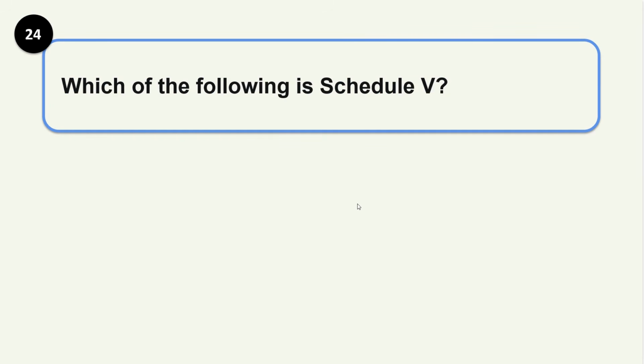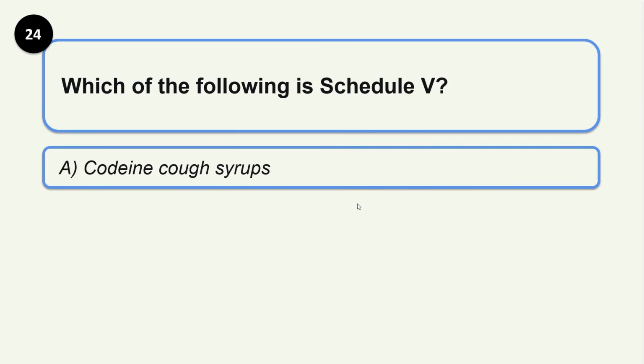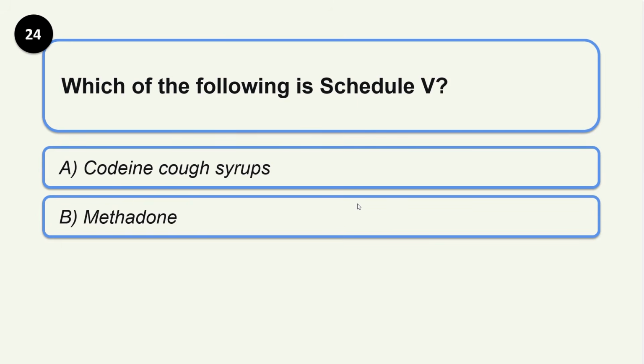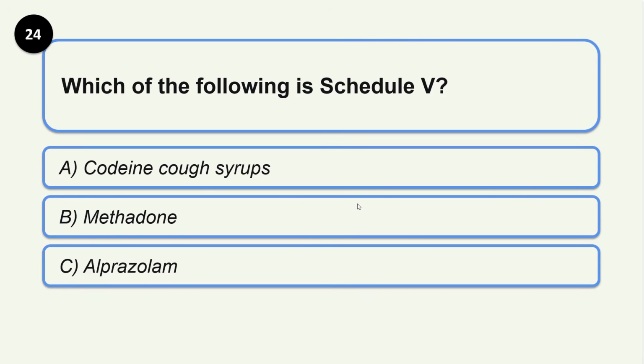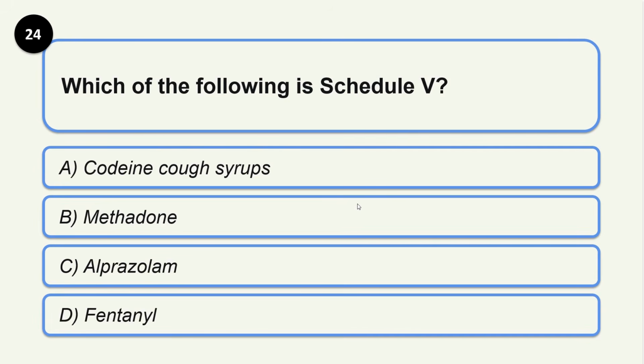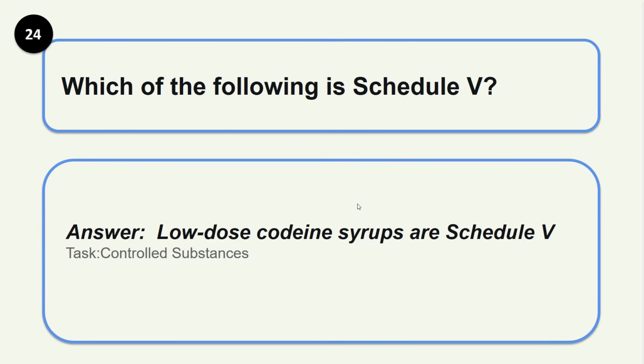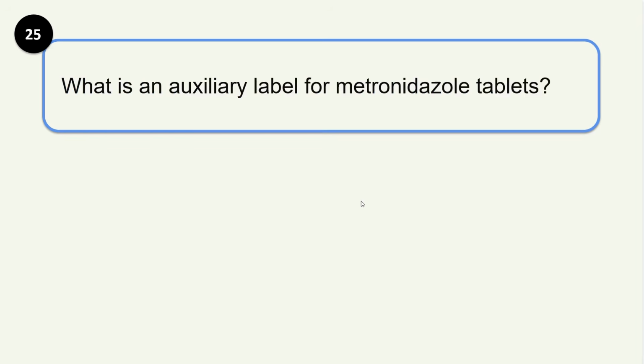Next, which of the following is a Schedule 5 drug? A. Codeine cough syrups, B. Methadone, C. Alprazolam, D. Fentanyl. The correct answer is codeine cough syrup. Low dose codeine cough syrups are scheduled under Schedule 5 controlled substances.